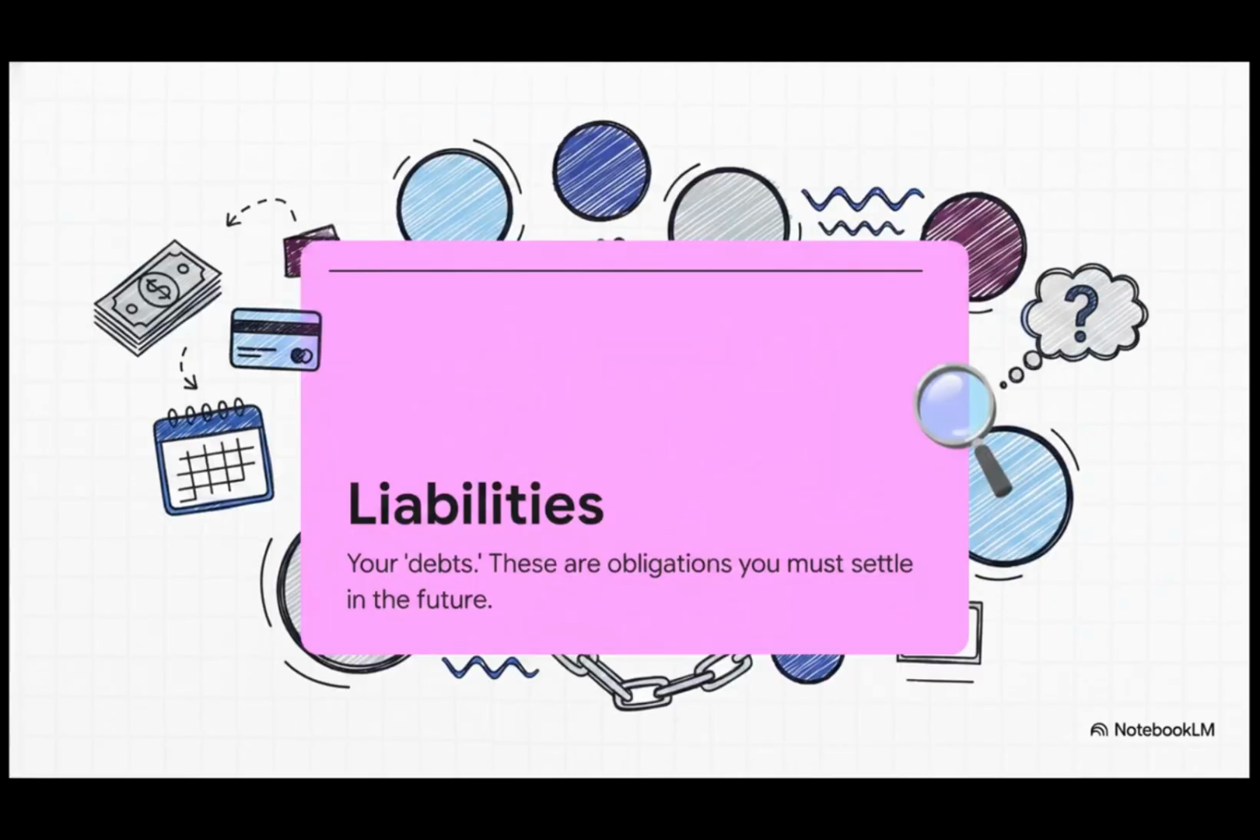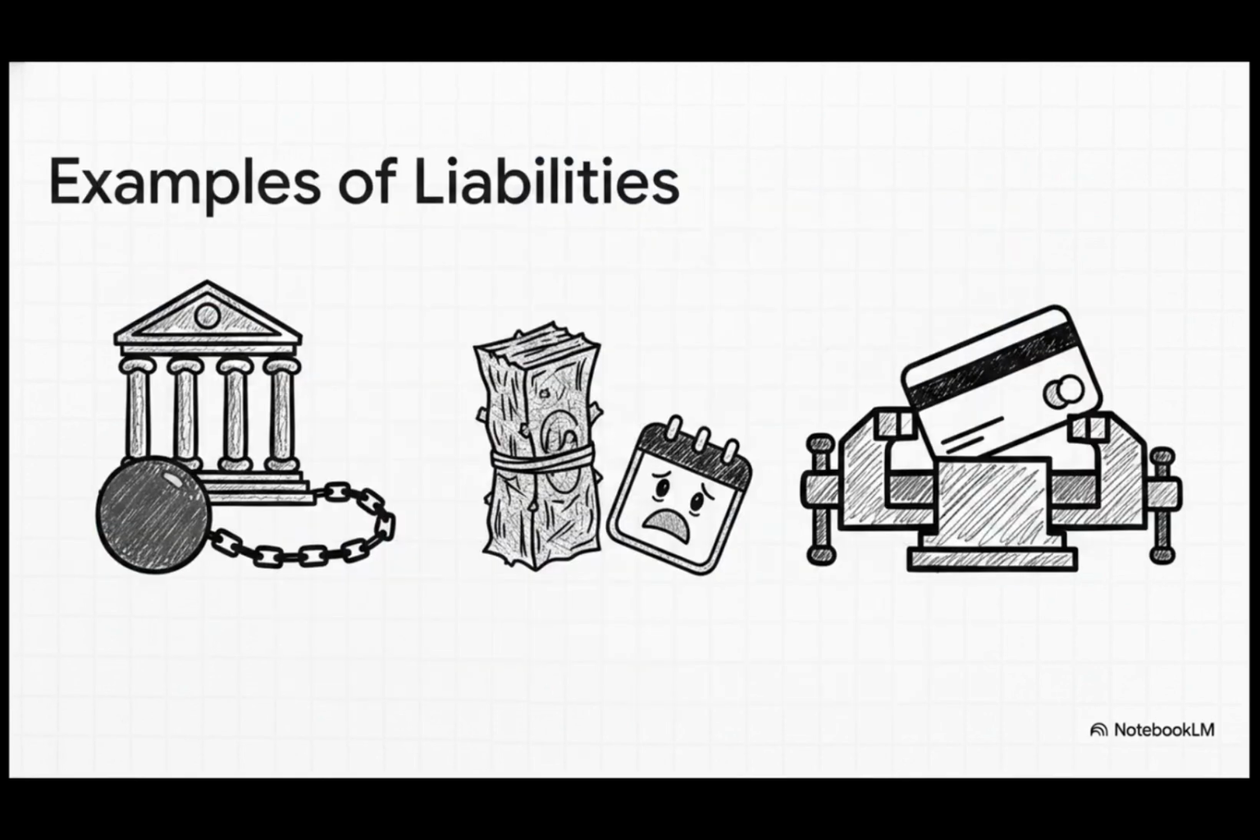Now, on the other side of that coin, we have liabilities. This one's pretty straightforward. It's what you owe. These are all your debts and your financial obligations to other people or other businesses. And liabilities can pop up in a lot of different forms. It could be a big bank loan you took out to get started. It's also the bills you owe to your suppliers. That's called accounts payable. And of course, any balance you're carrying on the company credit card.